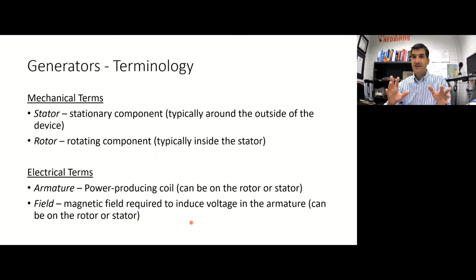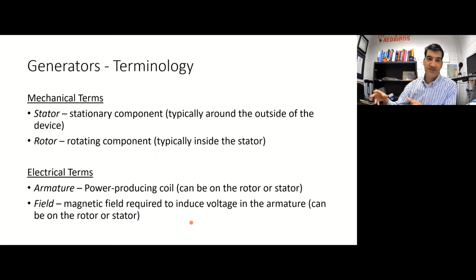All right, once again, I know this can be confusing, so this is why I've talked about this several times. The stator is stationary, the rotor is what's rotating. The armature is where you are inducing the voltage. That's the coil of wire. The field is what's providing the magnetic field.